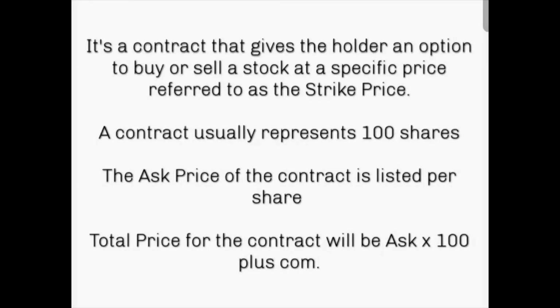Okay, so what is a stock option? It's a contract that gives the holder of the option the right to buy or sell a stock at a specific price, and that's referred to as the strike price. A contract usually represents 100 shares. The ask price of the contract is listed per share, and the total price of the contract would be ask times 100 plus commission. Now I'll show you what an option chain looks like and how to read them correctly.